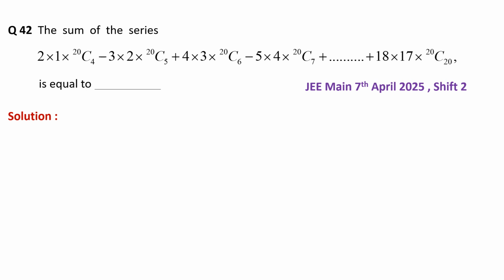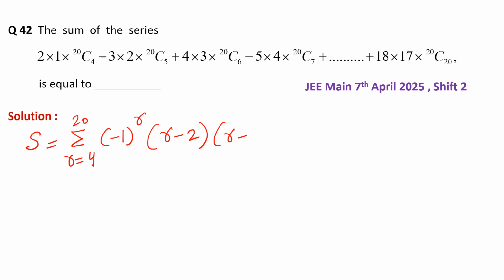Now students, I am representing the sum of this series by the letter S. So when I look at this series carefully, I can write S equal to summation r varying from 4 to 20, (minus 1) to the power r into (r minus 2) into (r minus 3) into 20Cr. Now when you put r equal to 4 in this summation, you will get the first term of this series. When you put r as 5, you will get the second term of this series and so on.